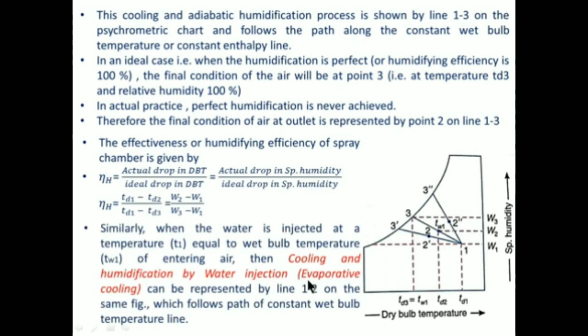Now similarly, when the water is injected at a temperature T1 equal to wet bulb temperature TW1 of entering air, then cooling and humidification by water injection, that is evaporative cooling, can be represented by same line 1 and 2 on the same figure, which follows path of constant wet bulb temperature line.